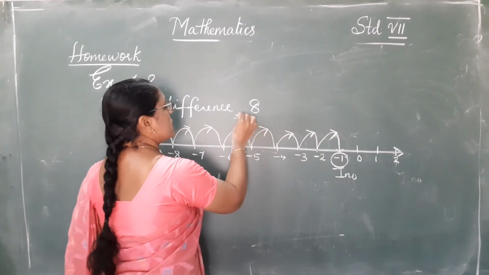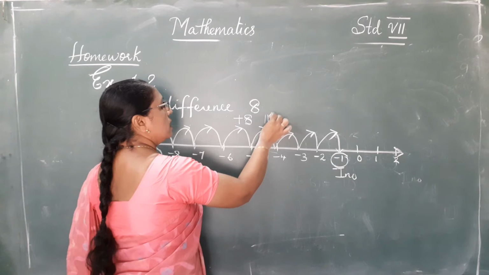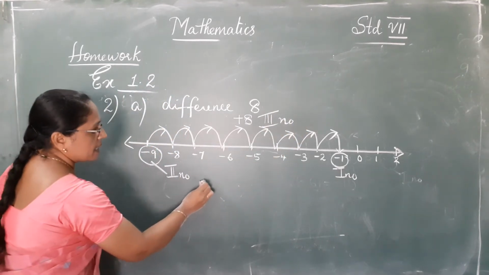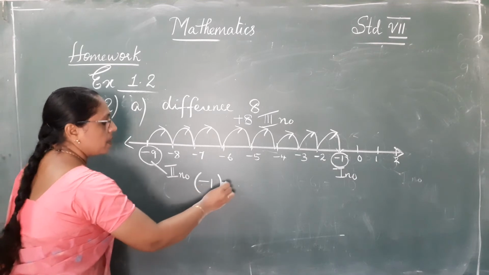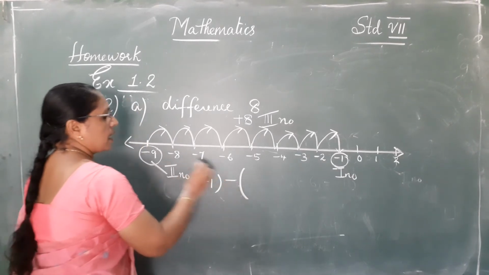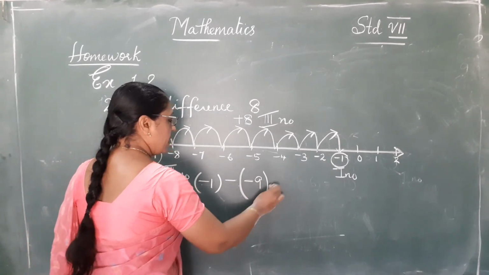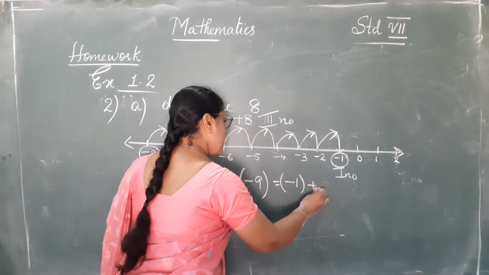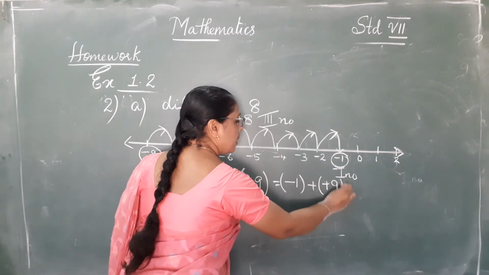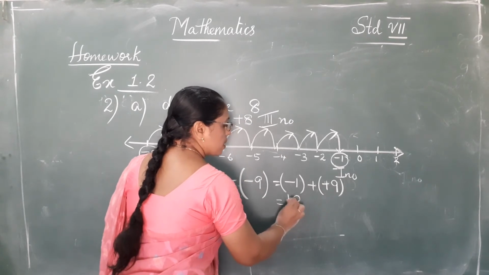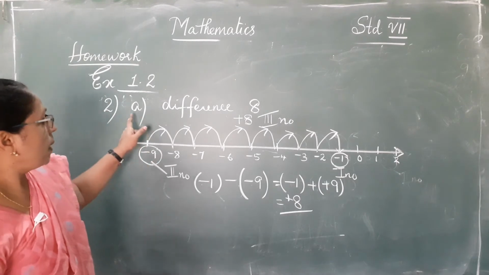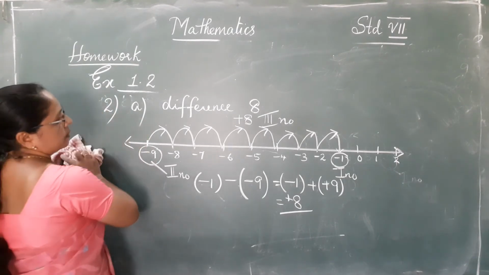So 8 steps forward, so we get positive 8. So this is our third number. So we get negative 1, first number, minus second number negative 9, is equal to negative 1 plus positive 9, which gives the answer positive 8. That is the second question A part.